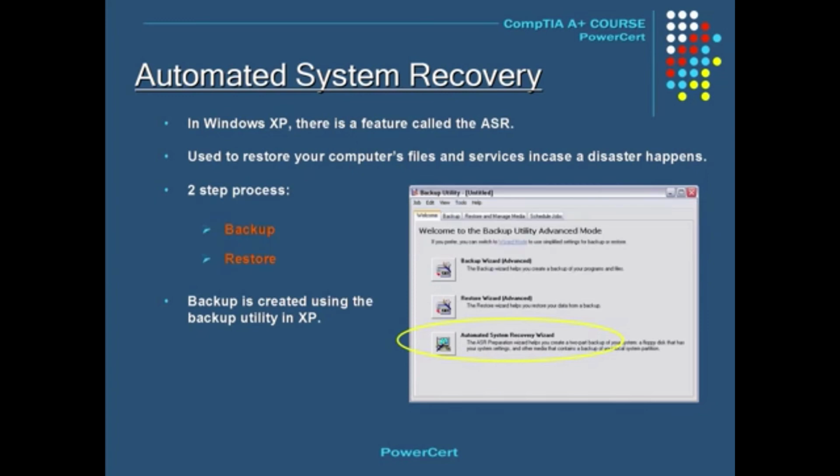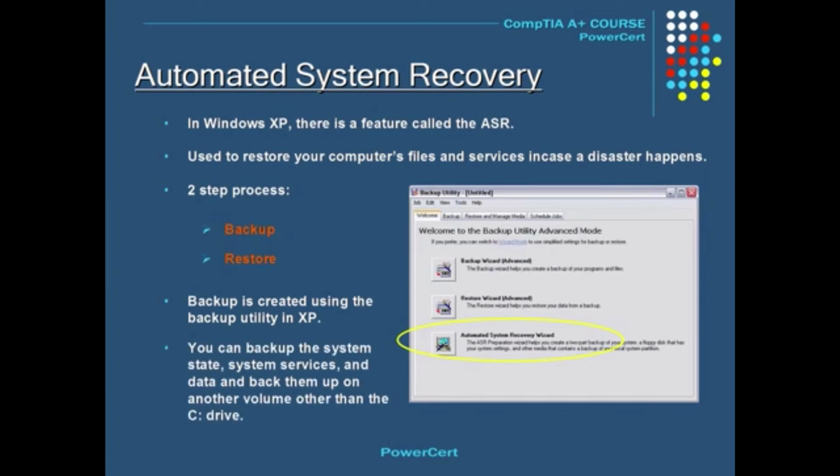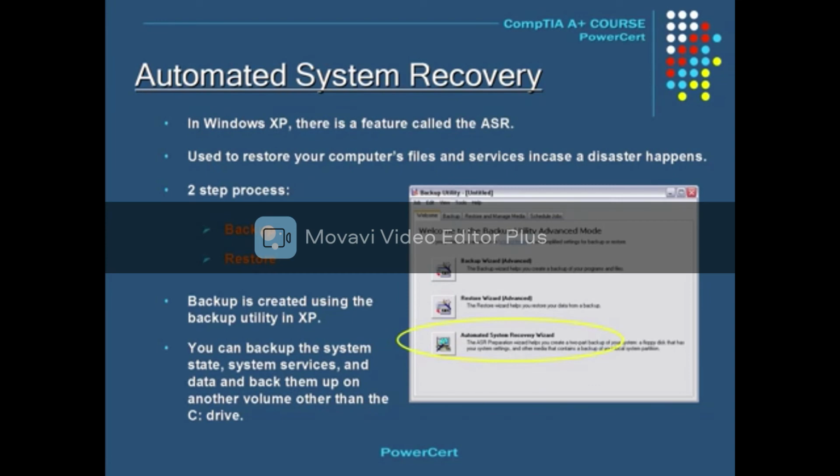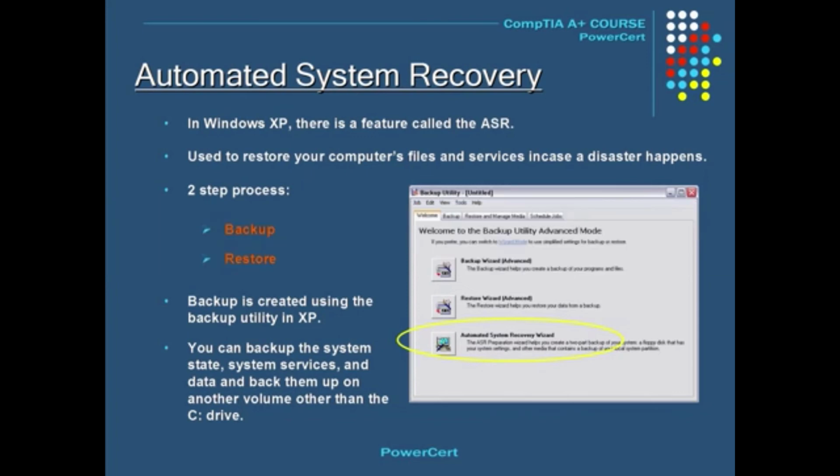From here, you can back up the system state, system services, and data, and back them up on another volume other than a C drive. And this is because the C drive will be reformatted and all the data will be lost. So you need to back them up on another volume. And once the backup is done, you'll be asked to insert a floppy disk to complete the backup.